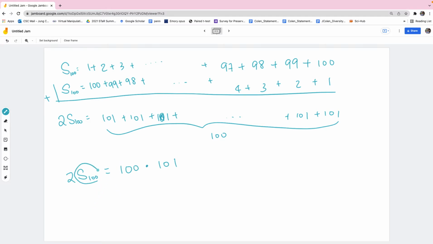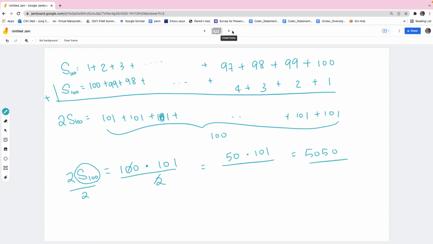Then I can find the sum of 100 by dividing both sides by 2. So divided by 2. If I simplify this, I will have 100 divided by 2 times 101. So what's 101 times 50? I have the answer for that. Okay, let me use the calculator. 101 times 50 is 5050. So the sum of all natural numbers from 1 to 100 is 5050.